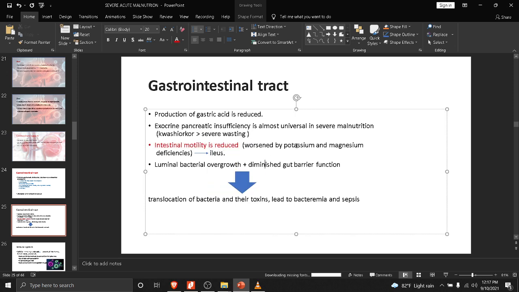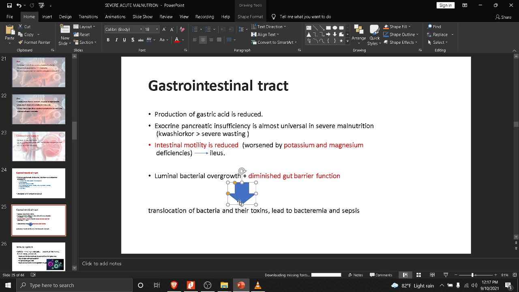Also, luminal gut dysbiosis, bacterial overload, and the diminished gut barrier function can translocate bacteria and their toxins, leading to bacteremia and sepsis. So they are more prone to sepsis and infection.